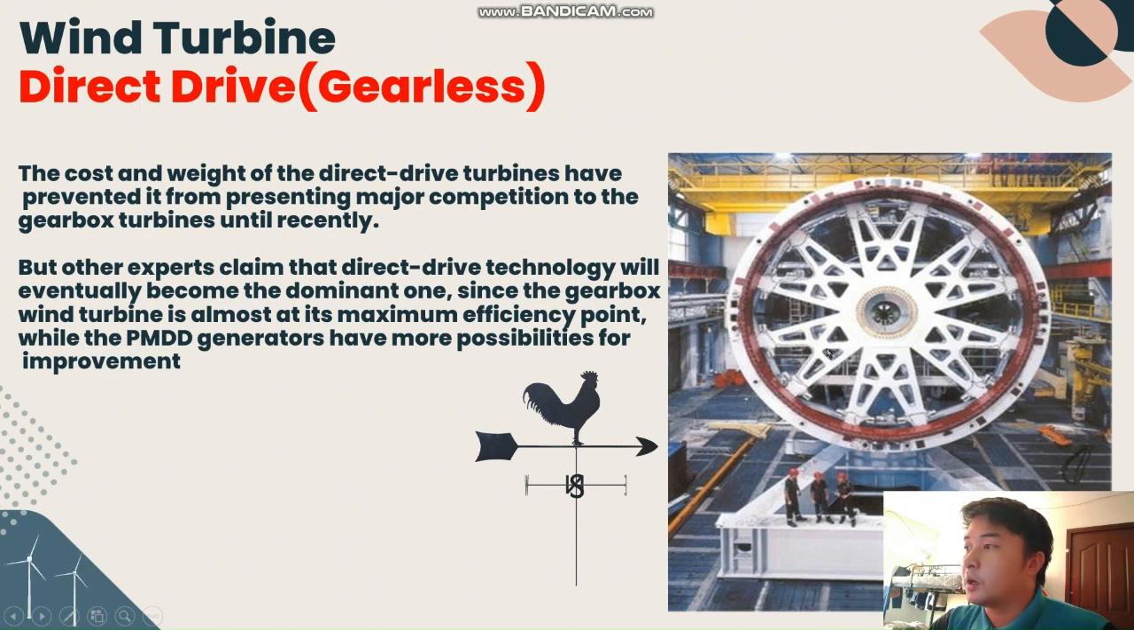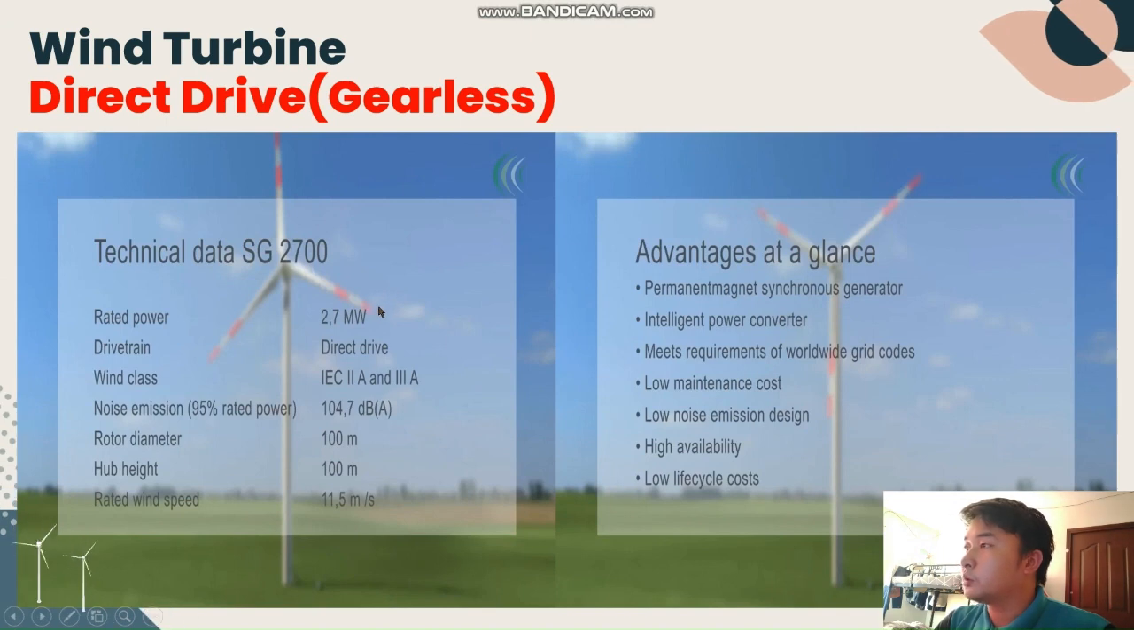Tapos, marami pang pwedeng i-improve dito sa direct drive. Once naman na na-improve yung mga possibilities, mas magiging okay siya kaysa dun sa gear type. Ito naman yung types of direct drive gearless na nakita natin sa internet. Ito yung technical data tsaka yung advantages at a glance. Ayan siya.